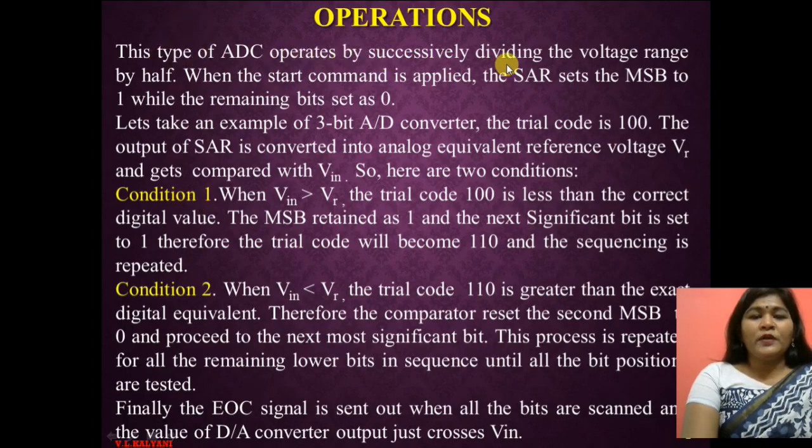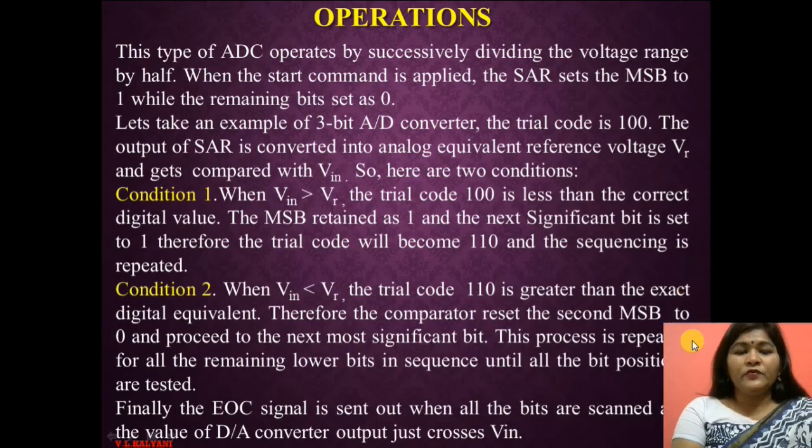This type of ADC operates by successively dividing the voltage range by half. When the start command is applied, the SAR sets the MSB to 1 while the remaining bits are set to 0. If we take an example of a 3-bit A/D converter, the trial code is initially 100. The output of SAR is converted into an analog equivalent reference voltage VR and gets compared with Vin. So here there are two conditions. Condition number 1 is when Vin is greater than VR, and condition number 2 is when Vin is less than VR.